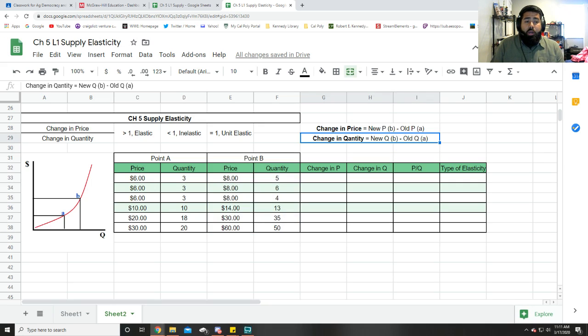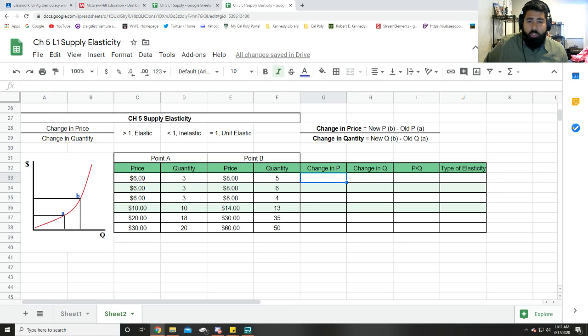Now, over here, change in price. If you calculate the top one, change in price is your new price, which is point B, minus your old price, which is whatever is in point A. Same thing for change in quantity. Your change in quantity is your new quantity, which is your quantity for point B, minus your old quantity, which is your quantity in point A. So let's do a little run through to see how that works.